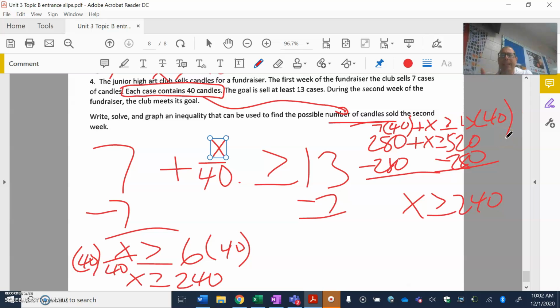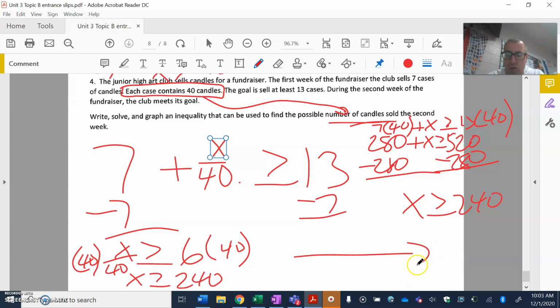So the main thing you want to stay away from is what we did down here, and like, okay, let's take the answer, then let's just multiply it. If we can incorporate that in, we'd like to do that. Okay, write, solve, and graph. We've written, we have solved, and then graph the number of candles sold.